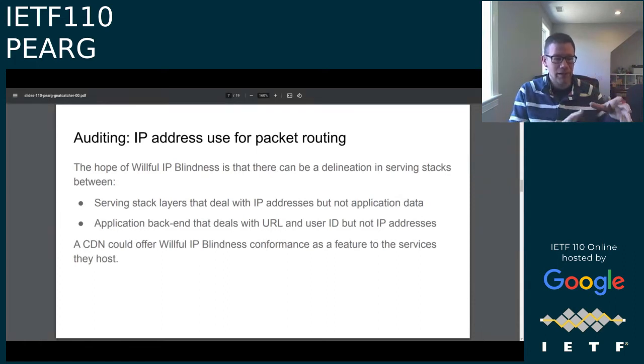we can make it easier to audit one and the other, because if we know the IP address isn't getting to the backend, then we don't really need to audit that, because they can't use it for joining if they don't have it. And the other advantage of dividing it into these two halves is that if the first half is stuff that's generally done by a CDN, this could become something a CDN could offer to the application backends they're hosting. So they could say, okay, I've been audited. I know I'm conforming to Willful IP Blindness, and I'm not using IP addresses for re-identification purposes. So we now know that the services they're hosting are also conforming.